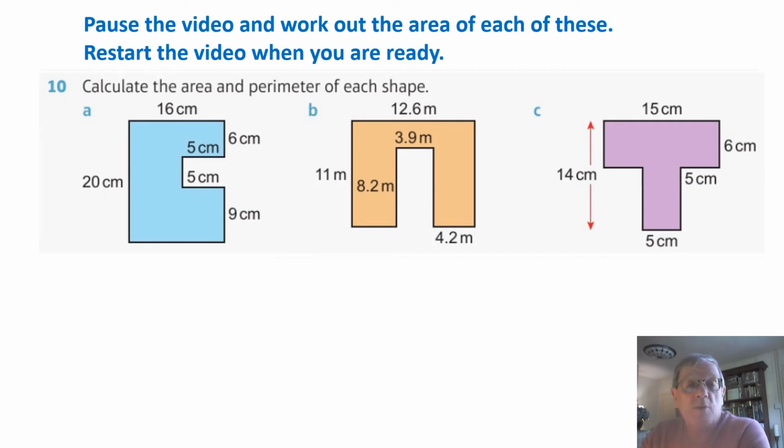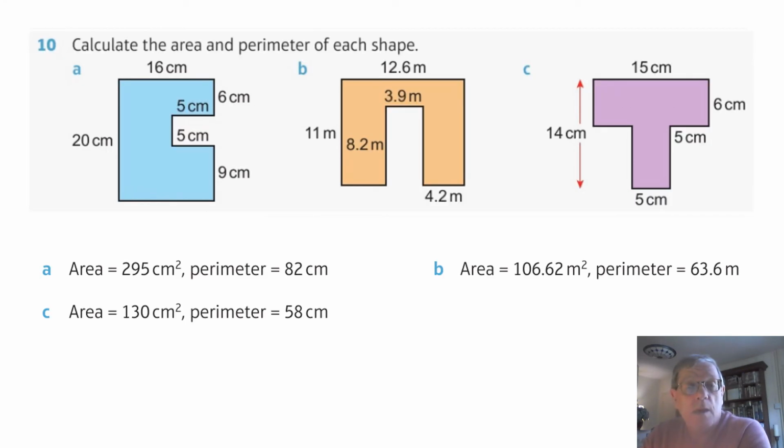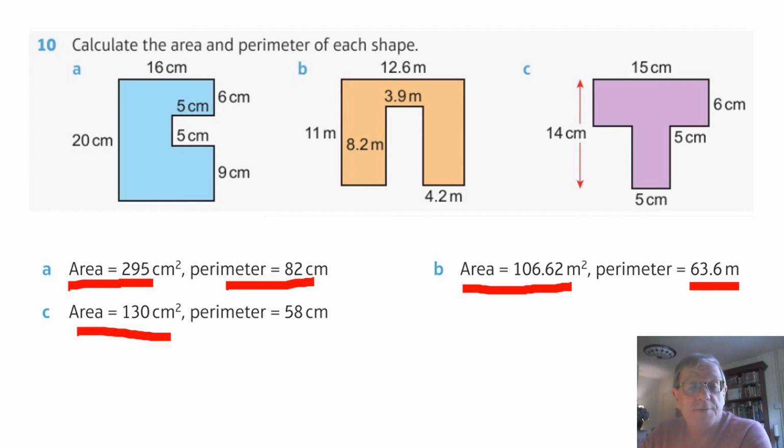These are a little bit more awkward, but not too bad, I hope. Calculate the area and perimeter of each. Rather than go through all of this, which will bore you to death, I'll just give the answers only. A, area 295, perimeter 82. B, area 106.62, perimeter 63.6. And C, area 130, perimeter 58. Just as a point of interest on A, I would have split it into 3 rectangles there, there and there.